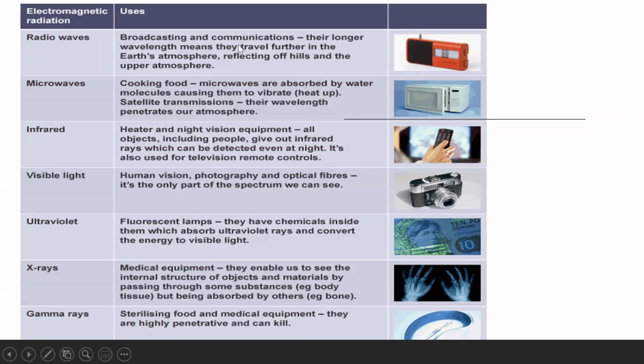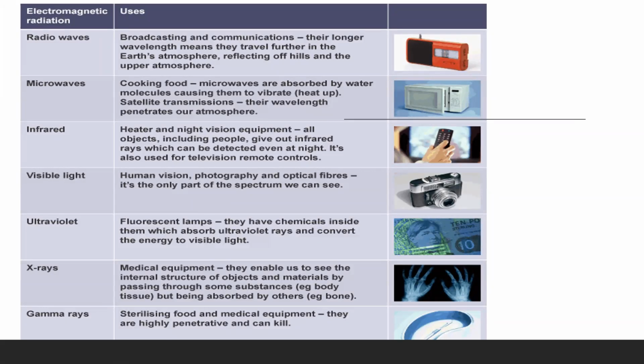Radio waves, as we told before, are used for broadcasting and communication. This is because they have a very long wavelength, and therefore they can travel a far distance in the Earth's atmosphere without being scattered much. Even if they get reflected off hills, they can still travel a long way through the upper atmosphere. Therefore they are used for broadcasting and communication.